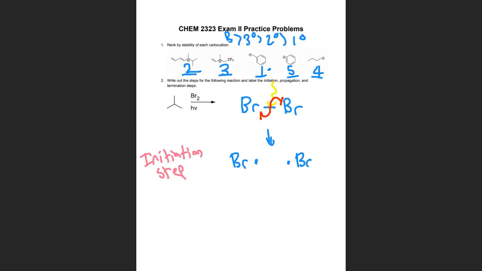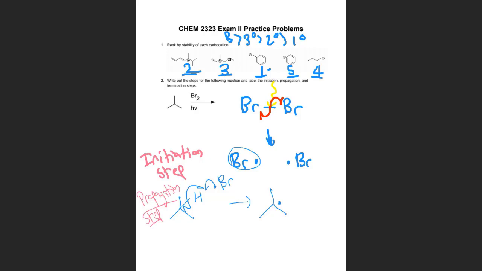Next, we'll have one of the radicals, let's pick this one, react with a hydrogen on a stable position. So I'm going to pick the tertiary position because it's the most stable for a radical. What's going to happen is one of the electrons is going to form a bond with this radical, and the other one is going to go onto the carbon. So we get this structure. This is known as the propagation step.